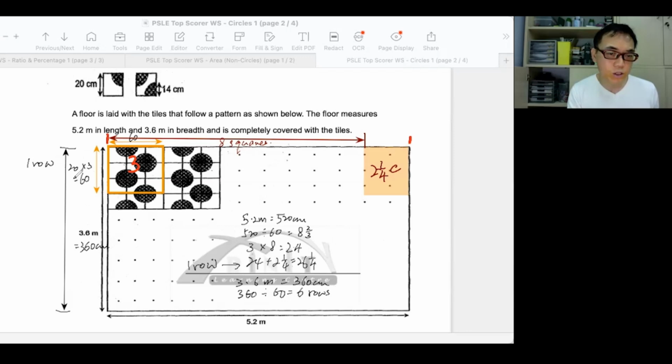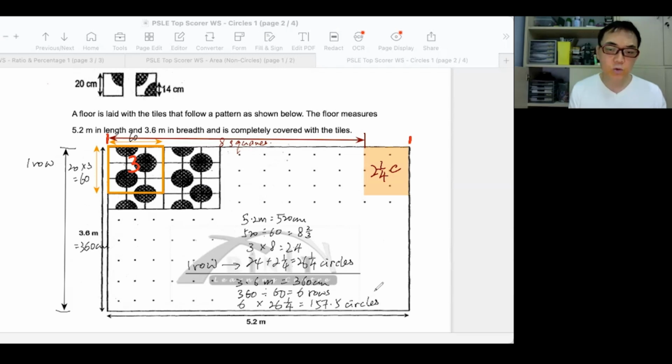Okay, basically one row is 60. I need 6 rows. Every row looks like this. Circles. Yes, exactly. Very good. So 6 times 26 1/4. You press your calculator, tell me what you get. 157 1/2. Okay. So 157.5 circles, right?